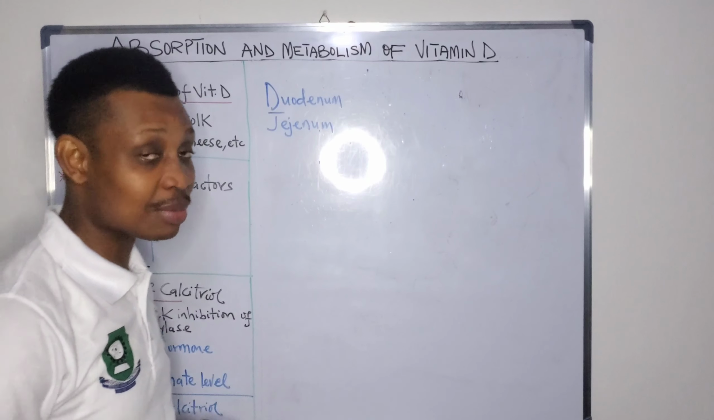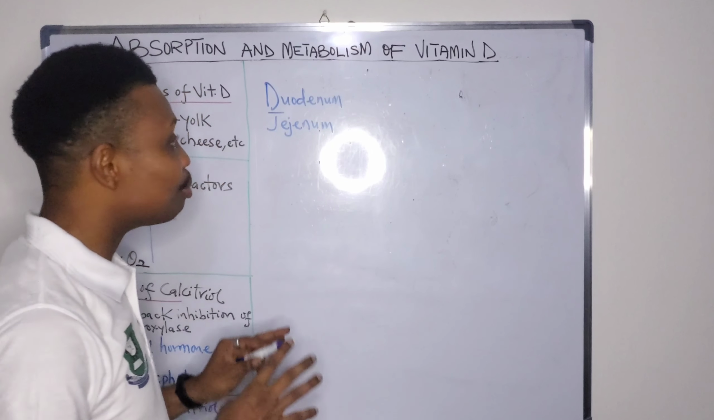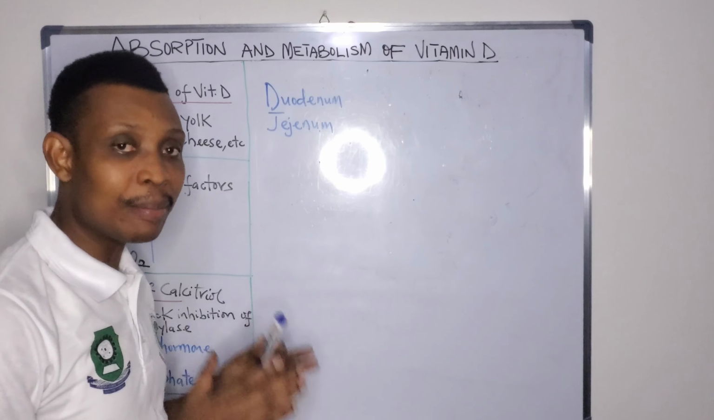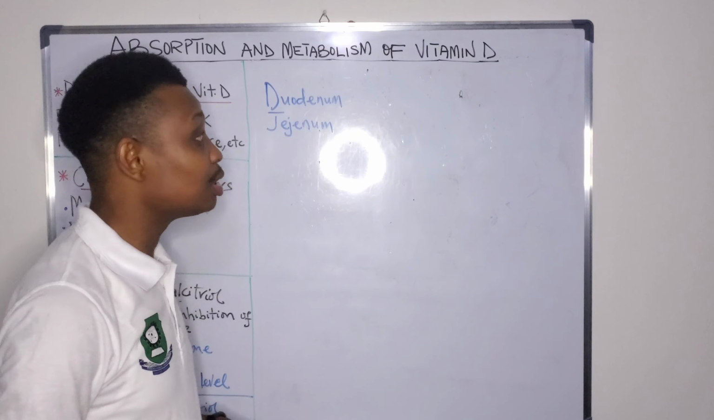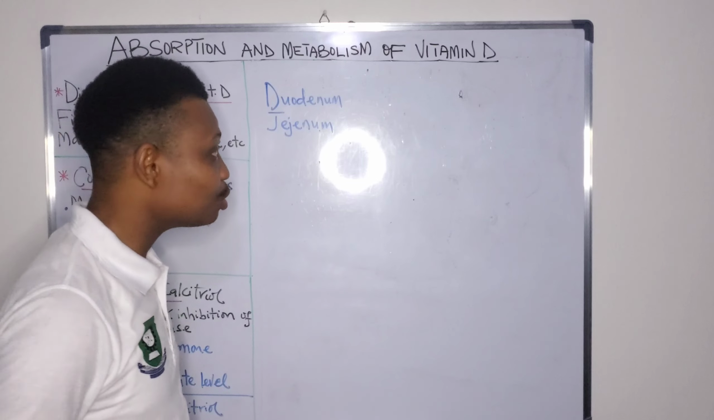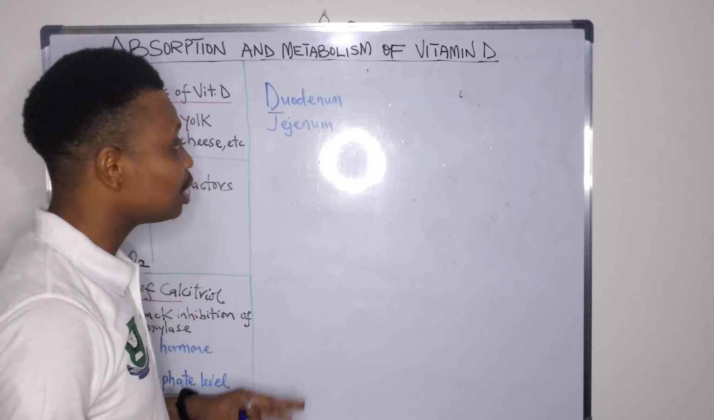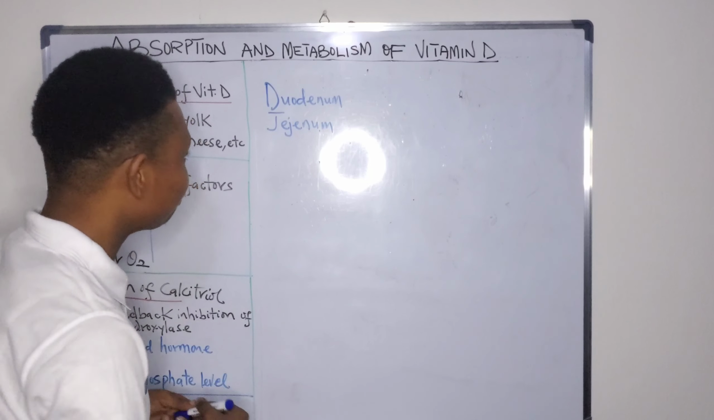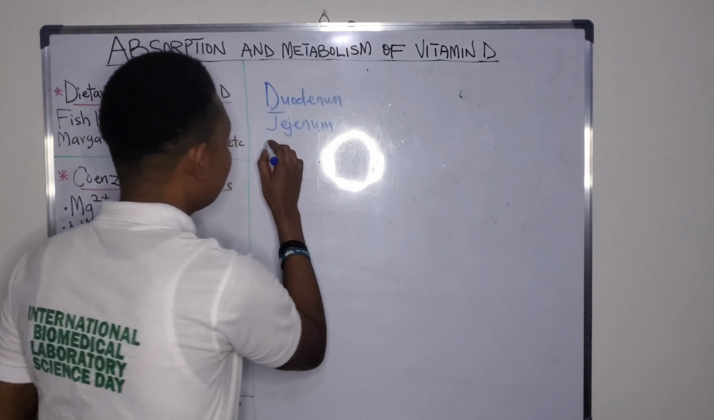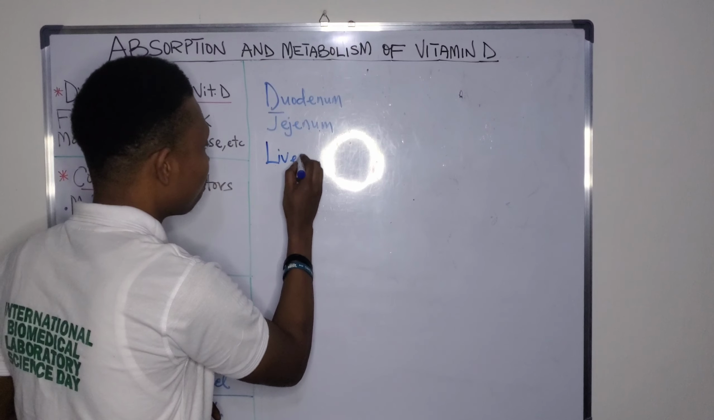Now, when vitamin D is absorbed into the circulation, it binds to vitamin D binding protein. It can also get bound to albumin. When this binding occurs, it is transported to the liver.